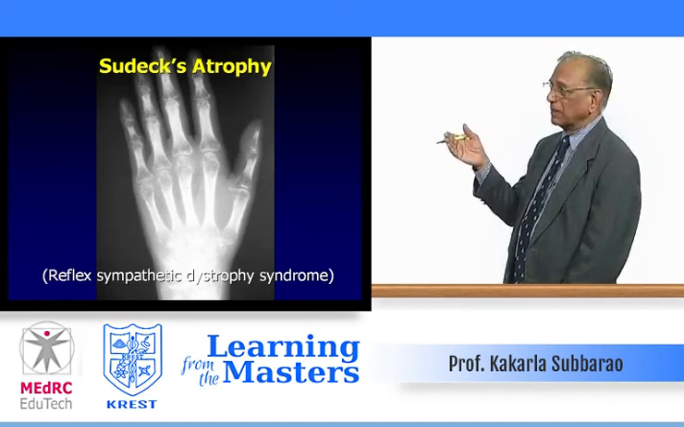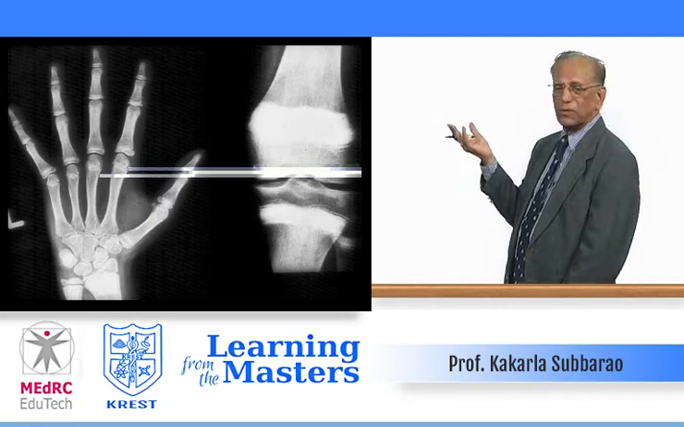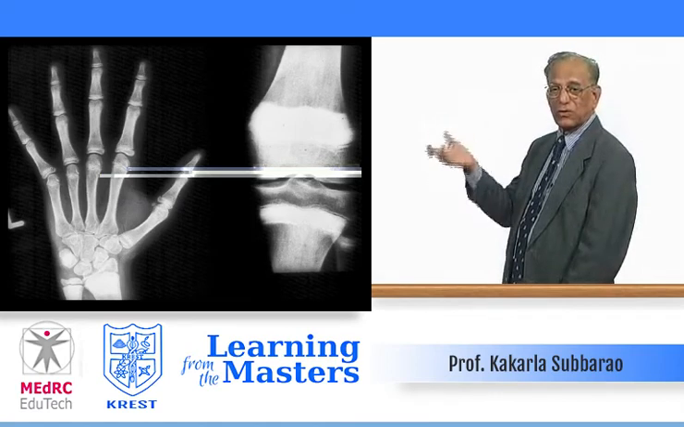Look at the para-articular osteoporosis, simulating as if it is a rheumatoid arthritis, but it is only one hand. It's all the joints that are involved. Soft tissue swelling is diffuse, not spindle-shaped.